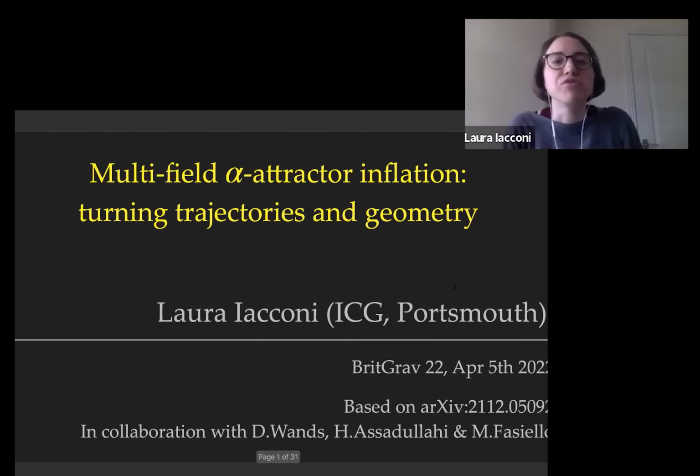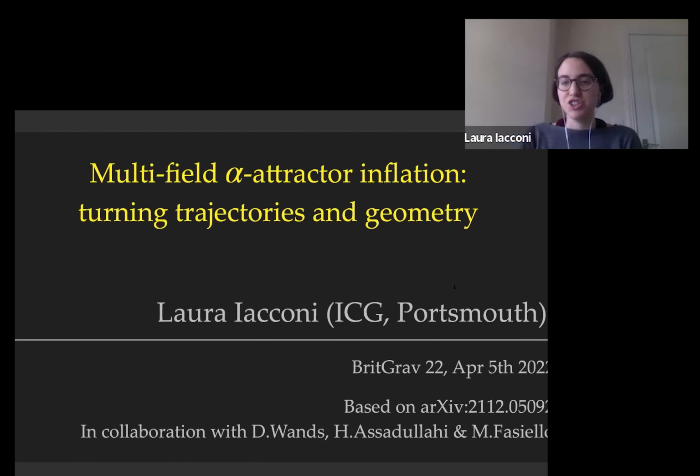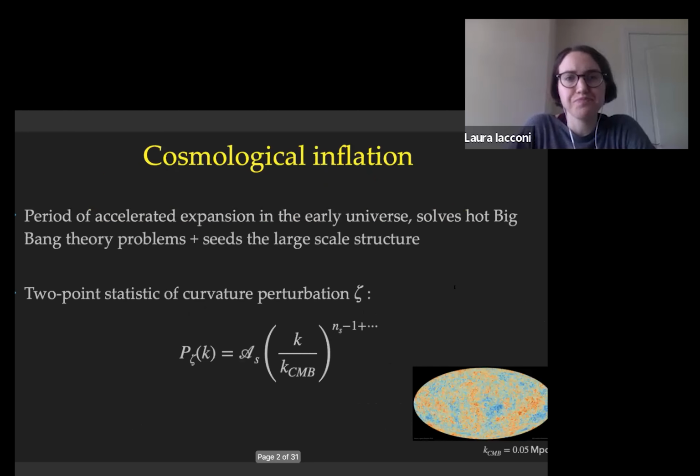Okay, cool. They're moving. Yeah, so I'm Laura. I'm a final year PhD student at the ICG in Portsmouth, and I'd like to talk about this project that I've done with my supervisors about multi-field alpha-attractor models of inflation, where turning trajectories and geometry play a very important role.